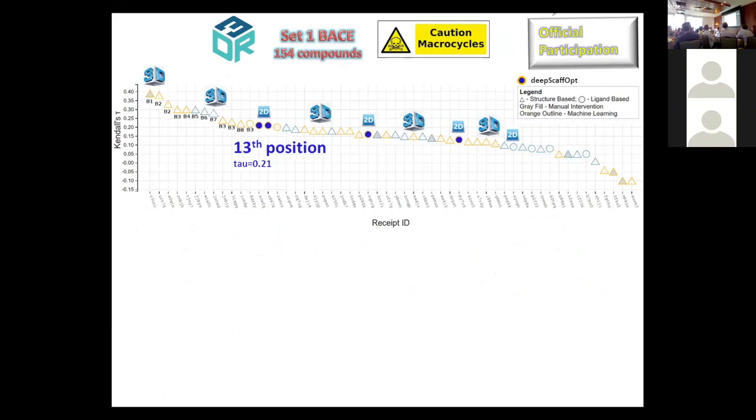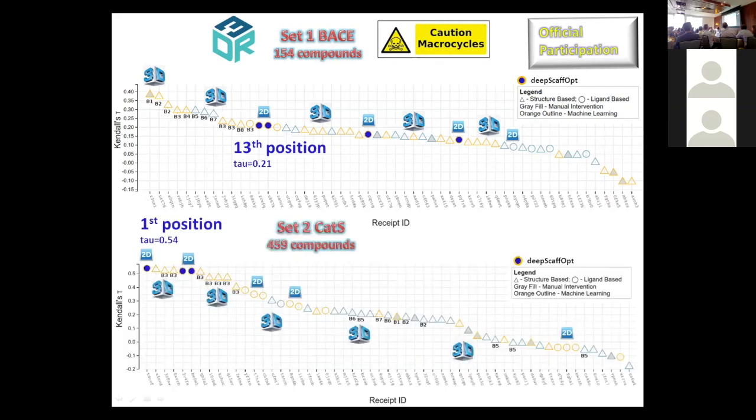With deepScaffOpt, I was able to rank 13th in the overall rank. But as you can see, all ligand-based methods, marked with circles, have failed in this dataset, and deepScaffOpt was outperformed by 3D structure-based methods.